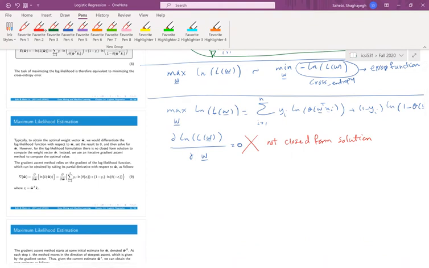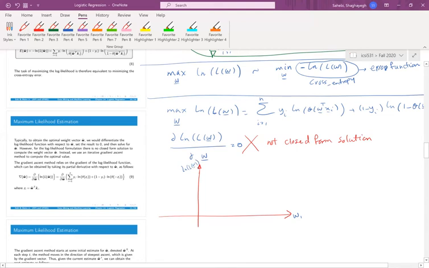Again, suppose that I have a one-dimensional space, so I just have one W, like W1, for example. And this is my ln of L(W) function that I want to maximize. And suppose that it looks something like this. And I want to find this W star that maximizes the value of L.